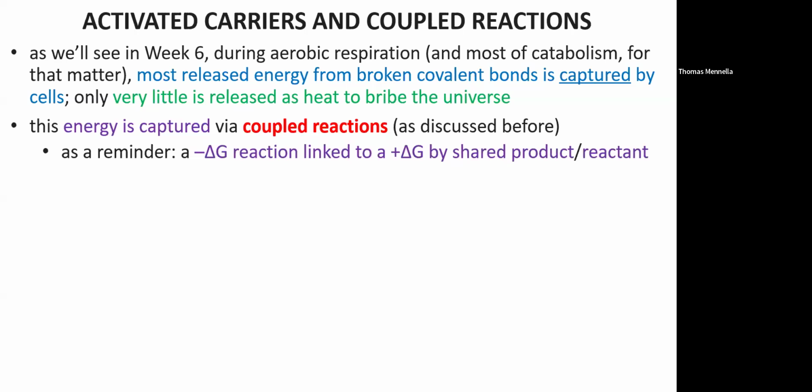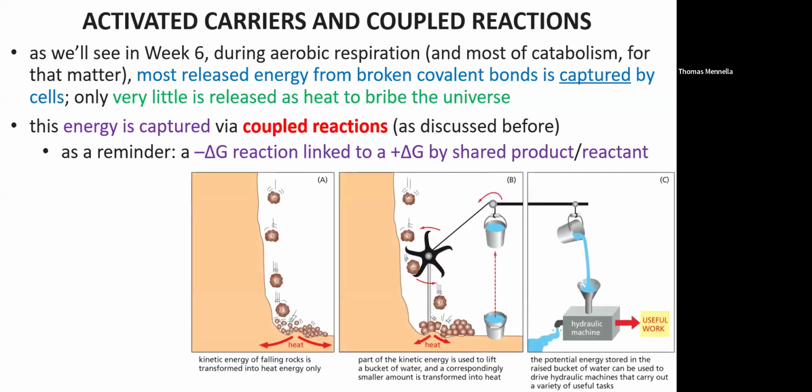And these reactions are linked or coupled by a shared product and reactant relationship. So another great diagram from the textbook. Here they have all the way on the left a rock falling. It looks like a rock to me. And as that rock is falling, that's kinetic energy. And when that rock impacts the ground and breaks into little pieces, much of that energy is converted into heat. So that has a negative delta G.